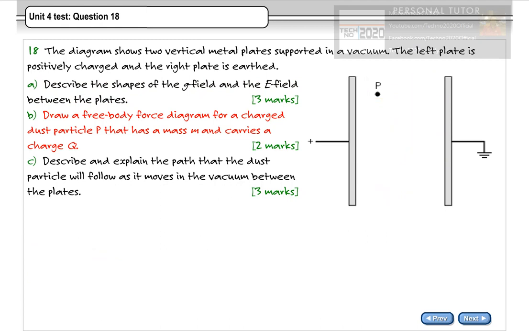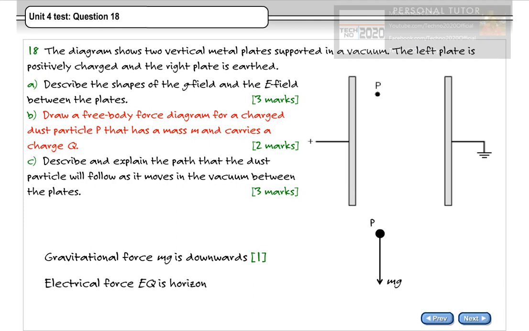Part B is testing that the gravitational force on the dust particle, W equals mg, is acting vertically downwards, and the electric force on the particle, F equals EQ, is acting horizontally from left to right.